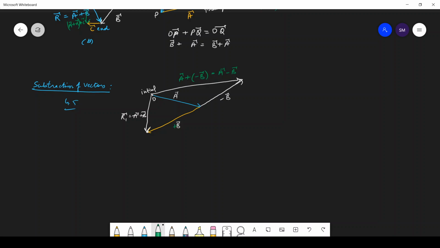And we have one more way to add the vectors. For the addition of vectors, we call it the parallelogram method. Like these two vectors you want to add, so this is your vector A. Now instead of joining from head to tail, let us join their tails. So this B, instead of joining at the head, we join B at the tail.